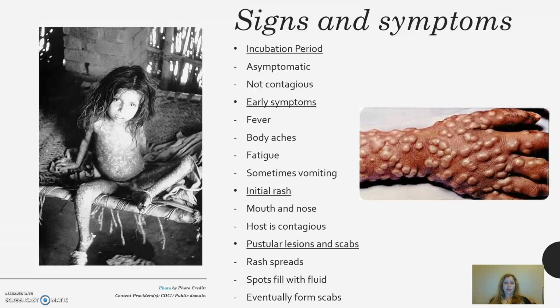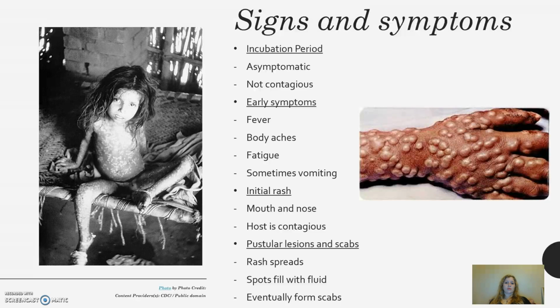The initial rash appears on the mucous membranes in the nose and in the mouth, and at this point, the host is considered contagious. After a few days, these spots go away, and the rash begins to form on the face, quickly spreading to the arms and the legs.